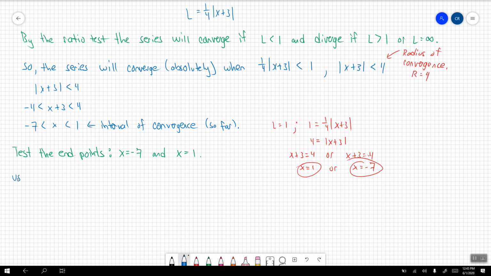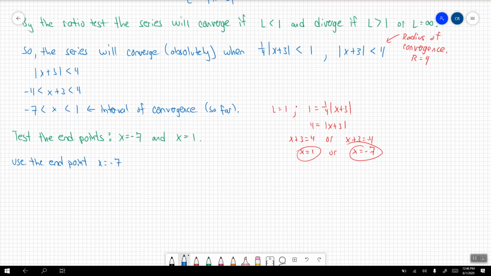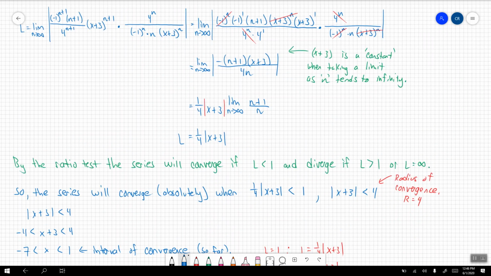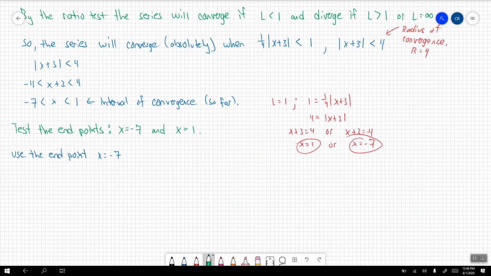So I'm going to say use the endpoint of x is equal to negative 7. Using the endpoint of x is equal to negative 7, we're going to make sure that substitution occurs on the original formula. When I say test the endpoints, I mean plug them into the original formula. So I'm going to write this here: plug into the original formula.